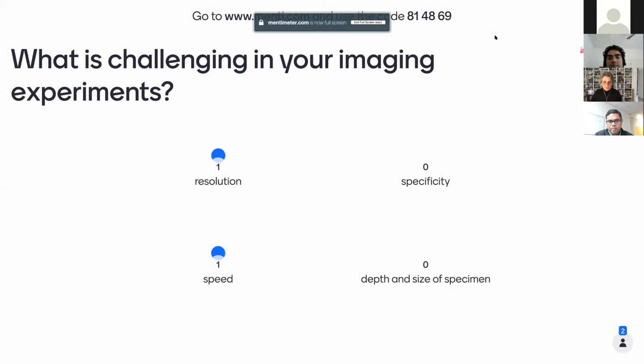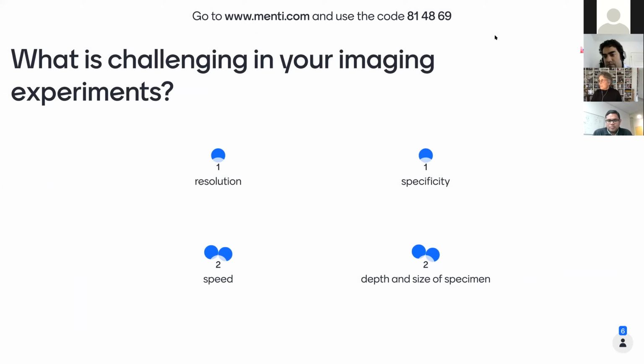I ask you the first question from the Mentimeter quiz: what is challenging in your imaging experiments? You can pick all of them or just click some of them. I think we all have specific requirements. Some people need resolution, some people specificity. And I think CARS was obviously addressing specificity without label.